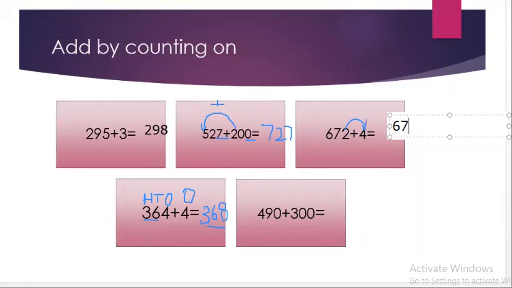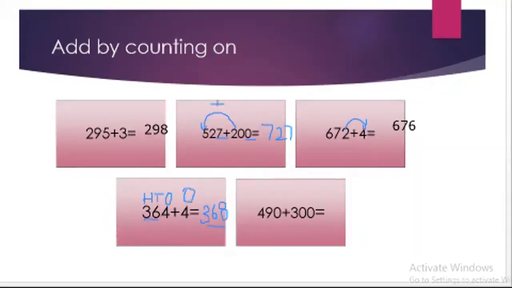676. Yes, because the first two digits will come as it is, that are 7 and 6, and for the last digit, we add 2 and 4, and we got the answer 676.